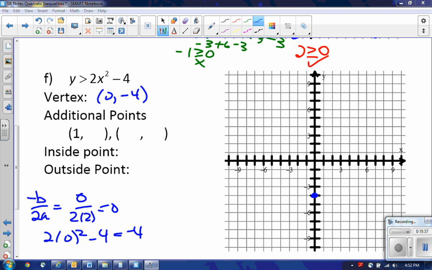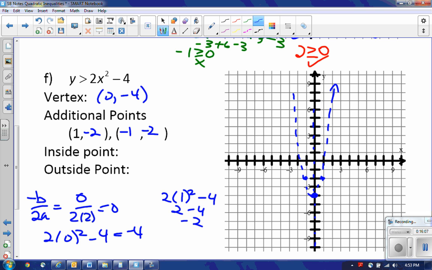So if I plug in 1, I can just calculate a new point. So I would be working this out just using 1 for x. So this is going to give me 2 minus 4 or -2. If I have a point at (1, -2), and my axis of symmetry is on my y-axis, that means I also have a point at (-1, -2). If you want, you can find more points this way. And this time we have a dotted parabola, and it's going to come right down here.